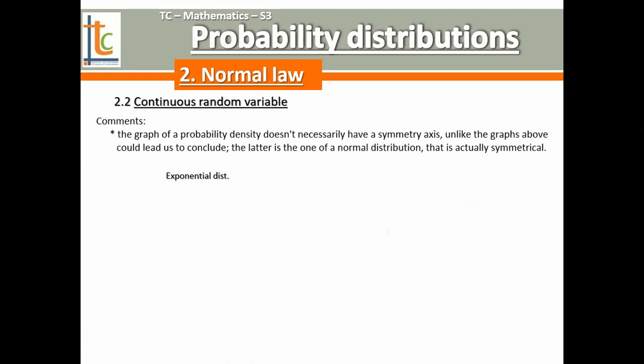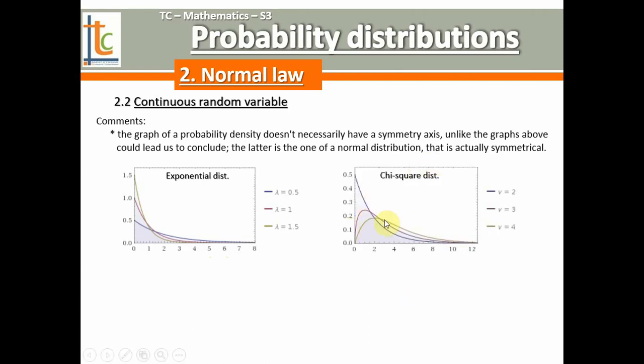My comment is that the graph for the probability density doesn't necessarily have a symmetry axis, unlike the graphs above could lead us to conclude. The latter is the one of a normal distribution, which is actually symmetrical, but there are continuous distributions that are not symmetrical, like exponential distributions, whose curves depend on some parameter in the law. You've got chi-square distributions, which are not symmetrical again, and both are defined on R plus, from 0 to plus infinity.